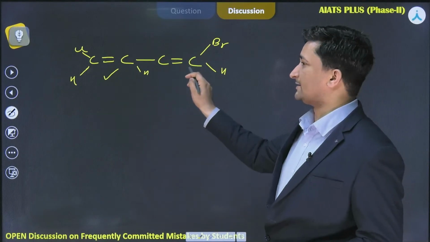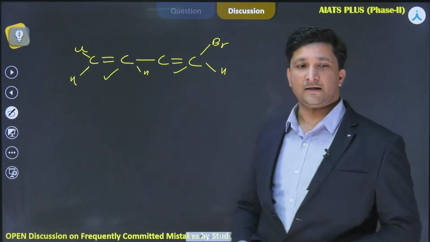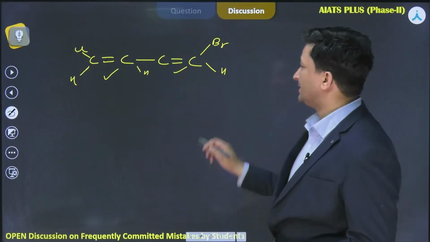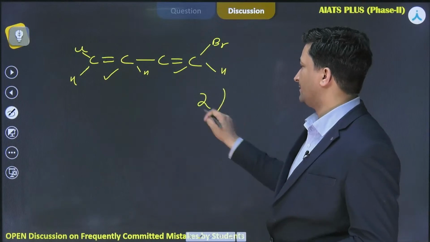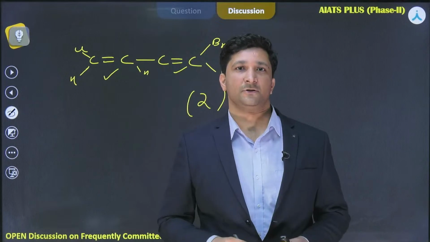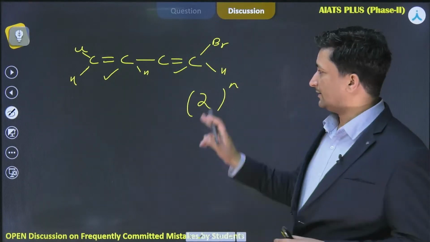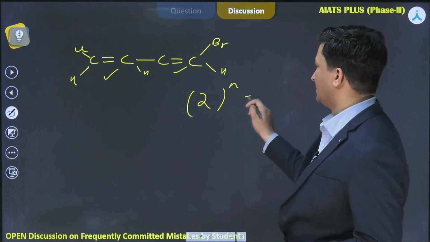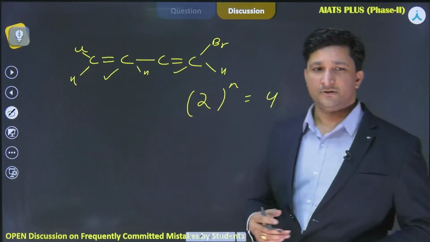Then same is with this. Here also geometrical isomerism is possible. So generally the formula is 2 to the power n. Number of centers that are responsible for geometrical isomers, you have to count. Then 2 centers are there, so the correct answer will be 4. So this is how you find out.